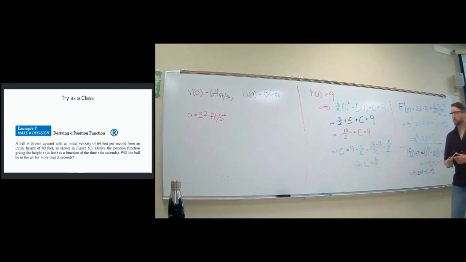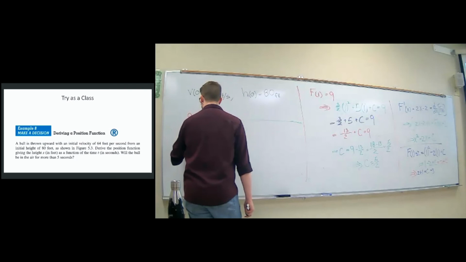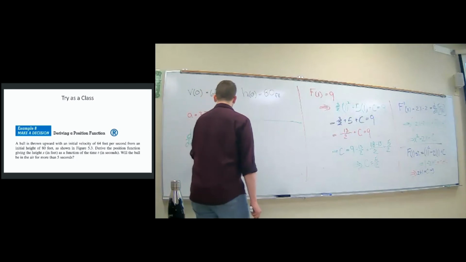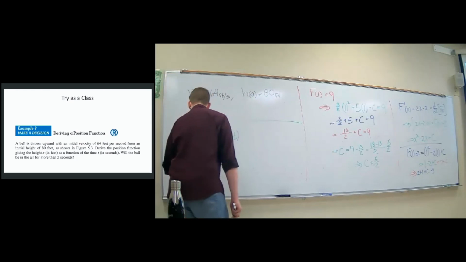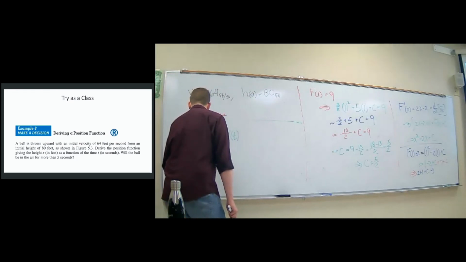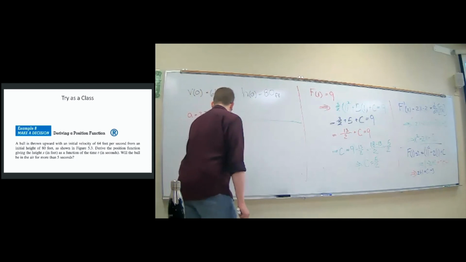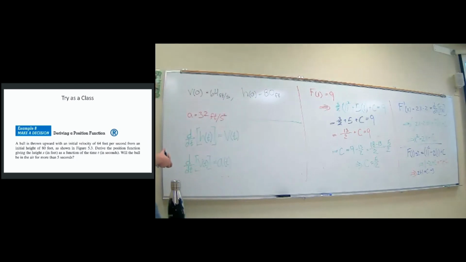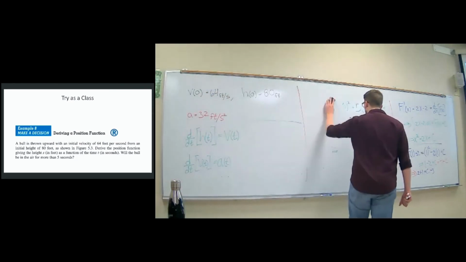What we need to know from here is that the derivative of height with respect to time is equal to velocity and the derivative of velocity is equal to acceleration. So we're going to work backwards using this initial data. First thing we're going to do, we're going to solve for our velocity function.